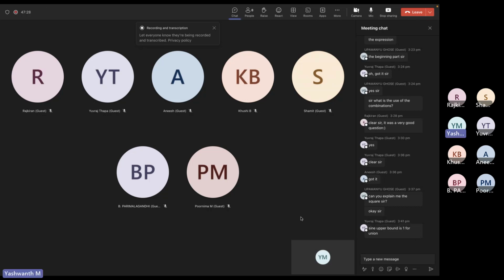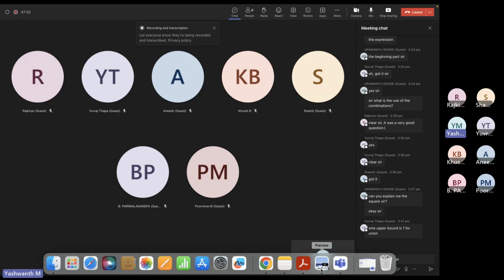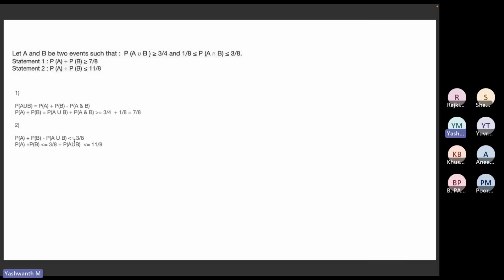Cool, yeah. So P of A union B cannot be more than 1, right? It is less than or equal to 1. So you just need to substitute less than or equal to 1 here, and 3 by 8 plus 1 is 11 by 8.